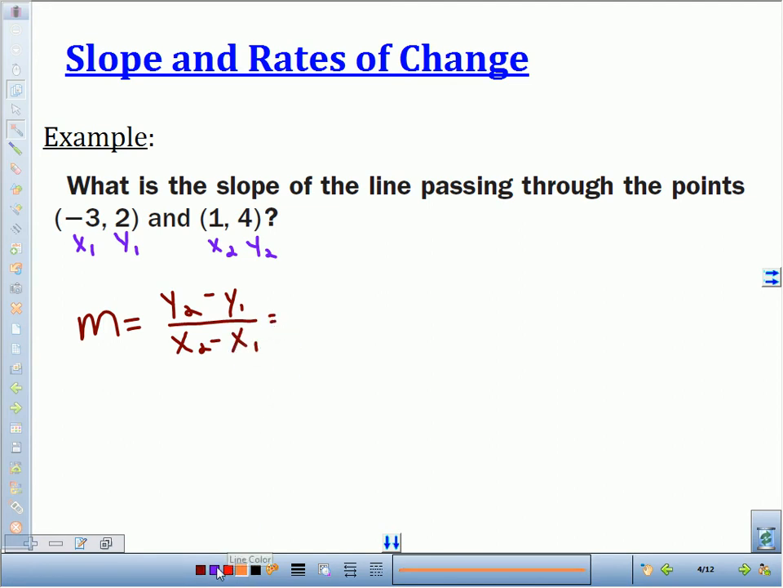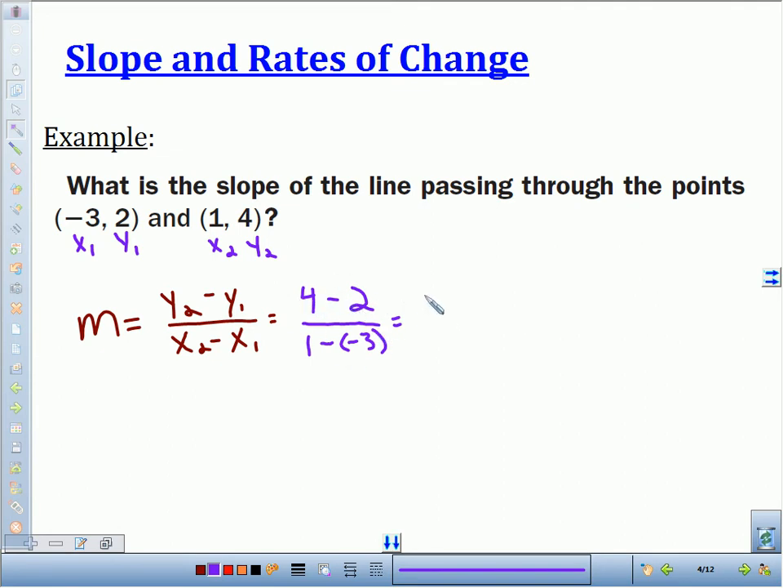So when I start plugging things in, y2 is 4, y1 is 2, so 4 minus 2 on top. On the bottom, x2 is 1, and x1 is negative 3. So I want to write this as 1 minus negative 3. What I don't want to do is accidentally write 1 minus 3, because that would give me the wrong answer, and we don't want that. So we do again a little simple arithmetic.